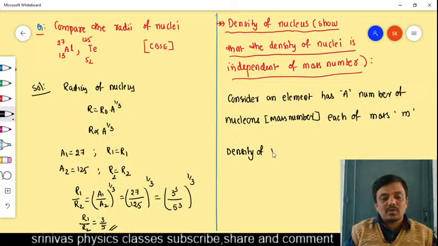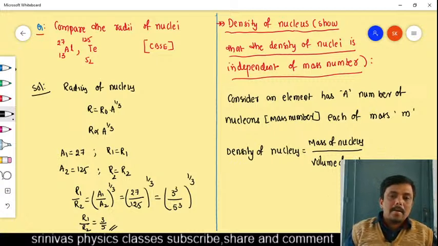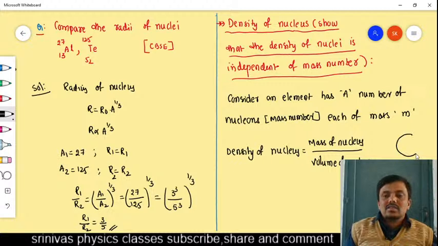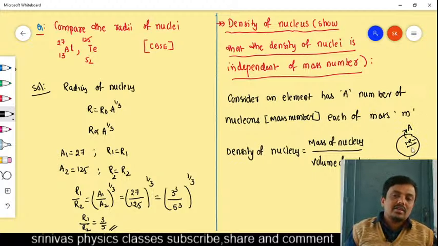Then how can we find out the density of the nucleus? The density of nucleus formula is mass of nucleus by volume of nucleus. Right? This is the formula. And this is considered as one nucleus. This nucleus radius is considered as R, and this nucleus has A number of nucleons. This is the density we want to find out.